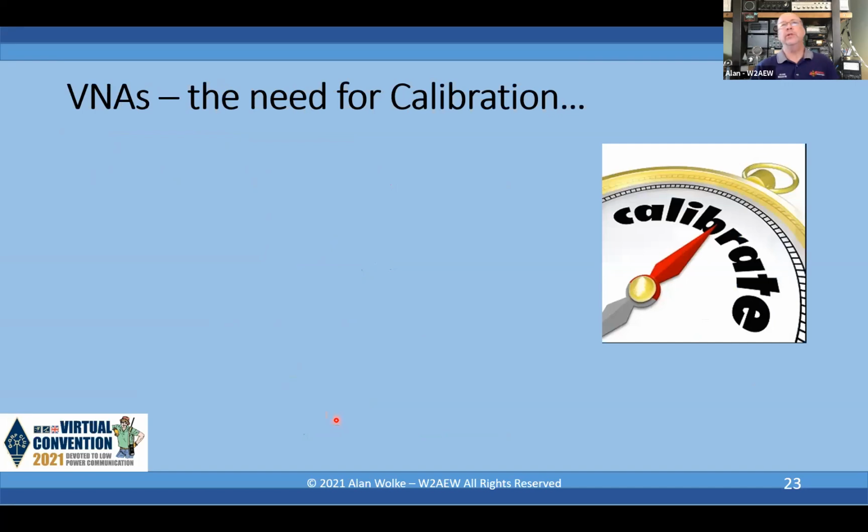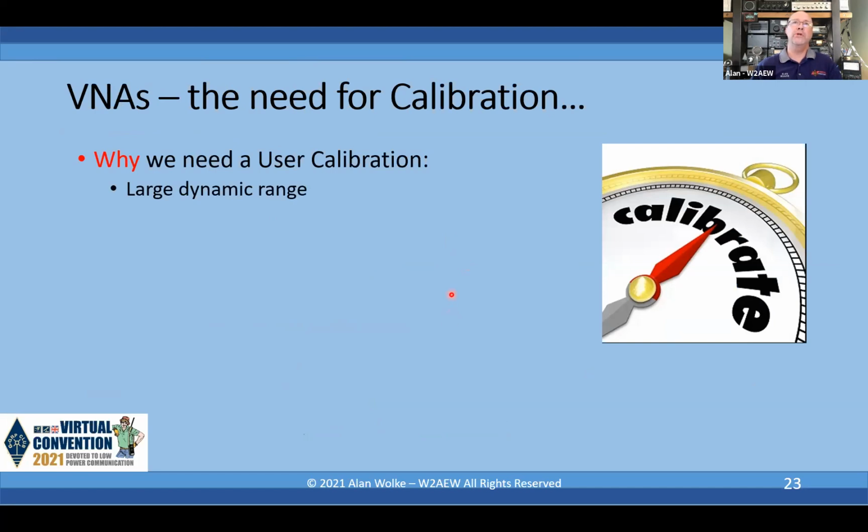So the other interesting thing with VNAs is, why do I have to calibrate a VNA? I just got this VNA. Why do I have to calibrate it? Well, why do we have to do that? One, we're measuring a very large dynamic range. So any small errors, leakage paths, reflection paths, we want to account for to take them out, those kind of systematic errors, and get rid of them.